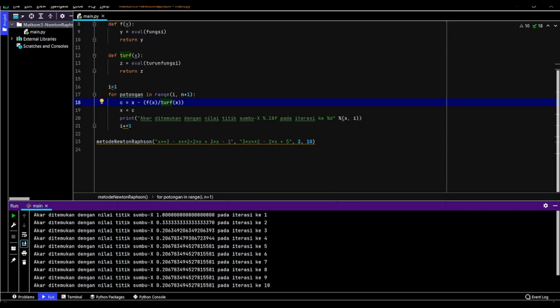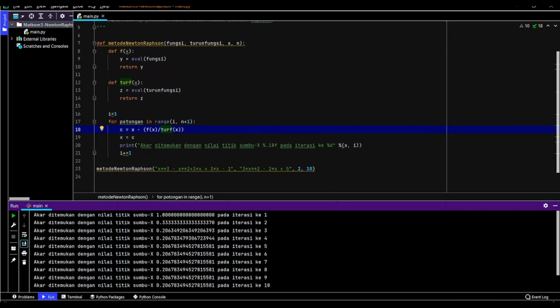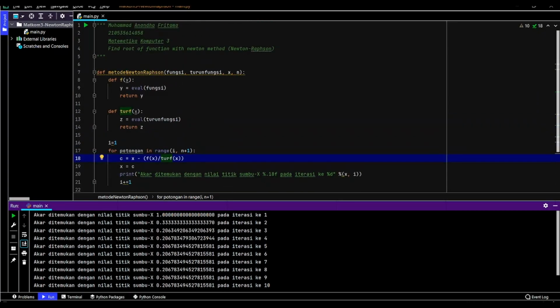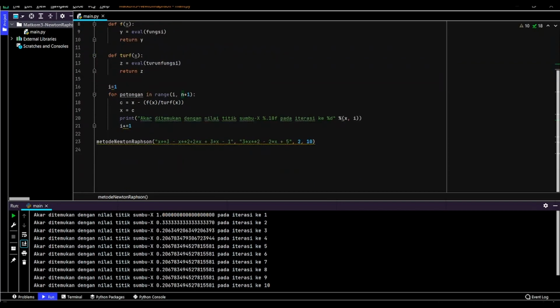In the next line, line 19, I store the c value to x, where x will change gradually in the loop. Then in the next line, I print the value within the iteration until the finish iteration defined in the function, where the finish iteration is the value in n. The next line is i equal to i plus 1.